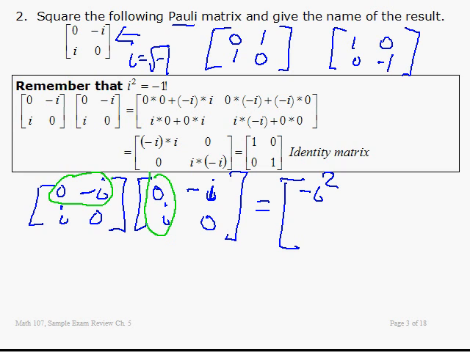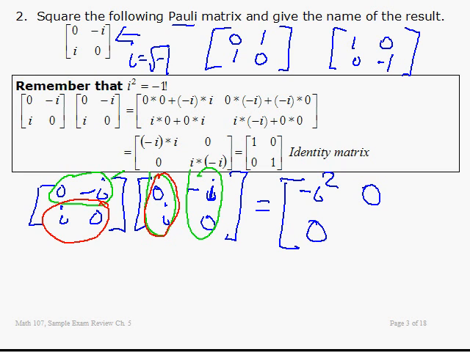Now I take that first row again and go against the second column. 0 times -i, 0. -i times 0, 0. So all we get over here is a 0. Now go back and take the second row and go against the first column. i times 0 is 0. 0 times i is 0. So this result is a 0.